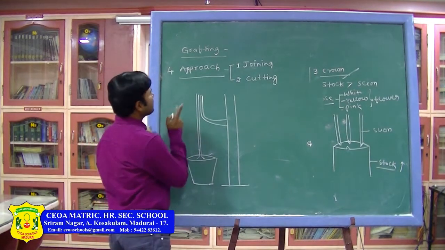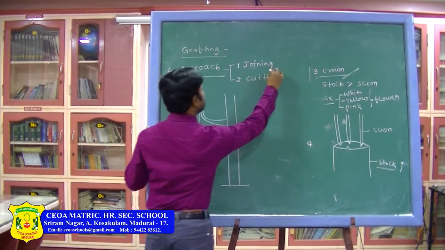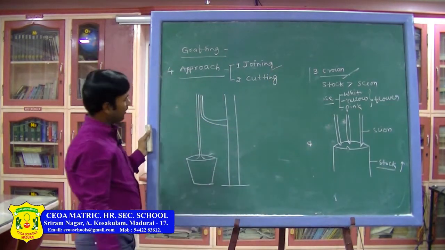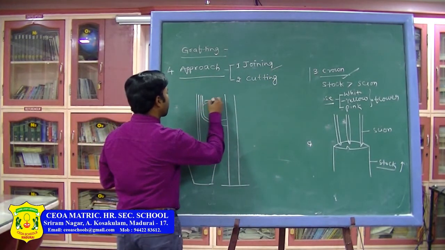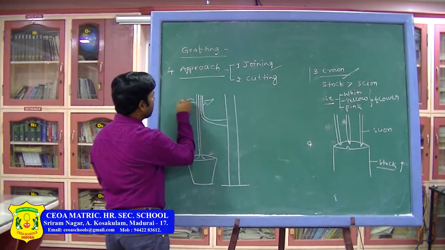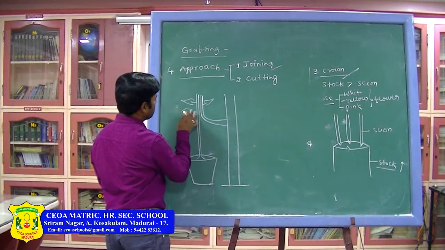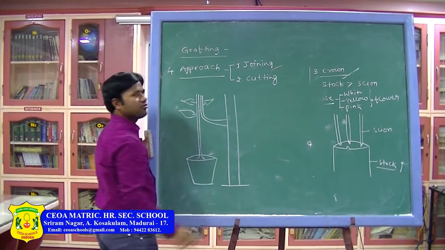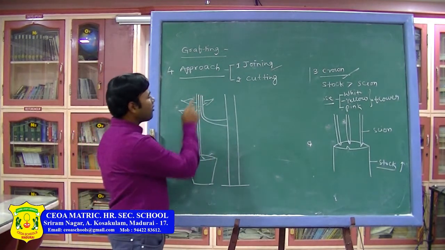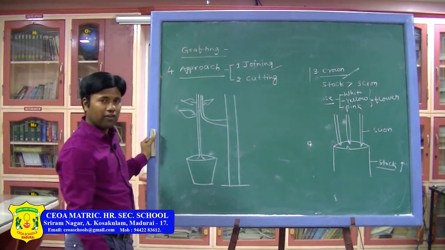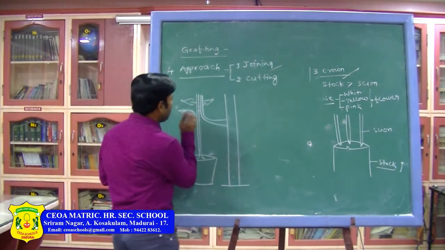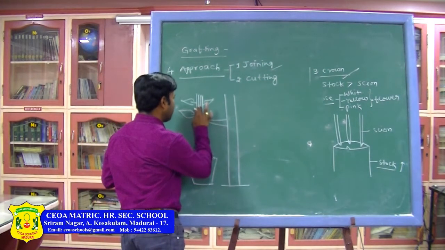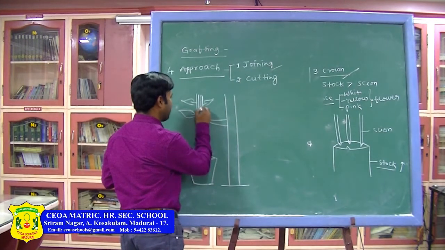Then here, in the approach grafting, first step is joining. Now, here some leaves are present, here also the leaves are present. Okay, now joining. In this position, the stems are joining. Then after that what are we doing? We are cutting. So this position we are cutting. This position we are cutting.